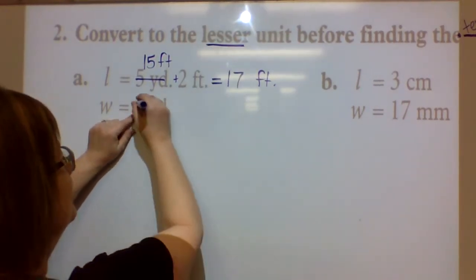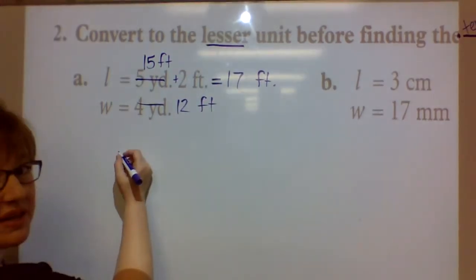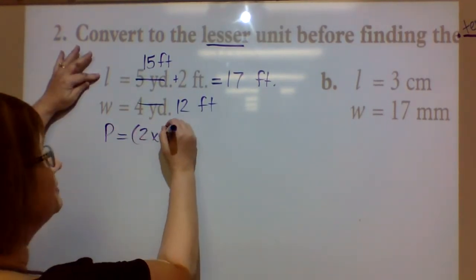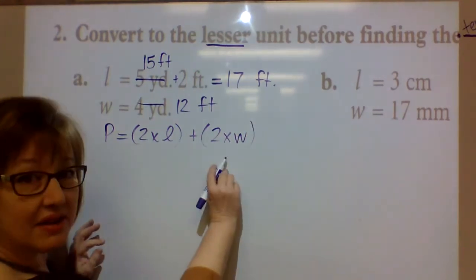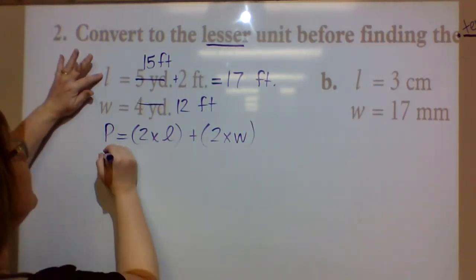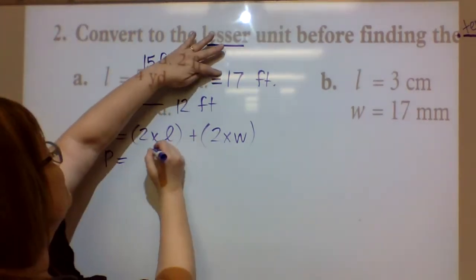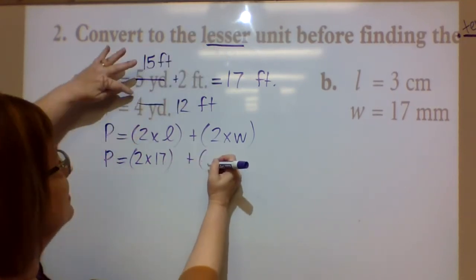Okay, the width is 4 yards, which also needs to be converted to the lesser unit. So 3 times 4 is 12. 12 feet. Okay, so now we can easily go P equals, you could do 2 times L plus 2 times W if that helps you, because that's what we're actually doing. Memorize that formula. Okay, and then on the second line, P equals 2 times the length, which is the longer one, 2 times 17 plus 2 times 12.